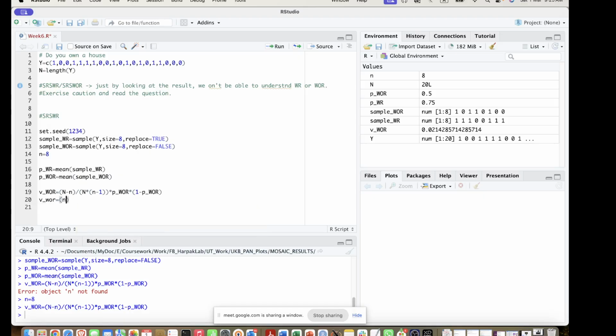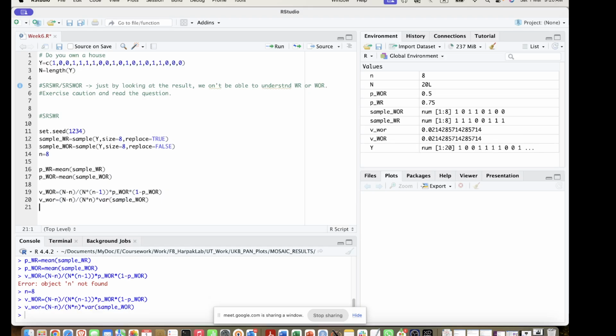Now just to cross check, is it the same thing if we just replace it with this? If we just do (capital N minus n) by (N into n) into variance of, because you remember variance of I is actually the S square, so variance of sample WOR. If this is the same, yes, then we have derived our expressions correctly. Okay, this is exactly the same.